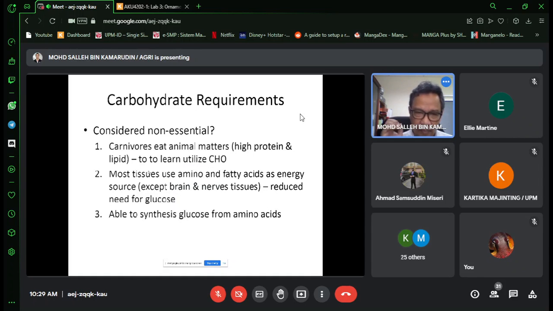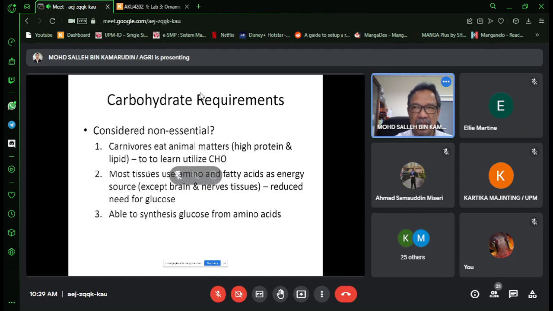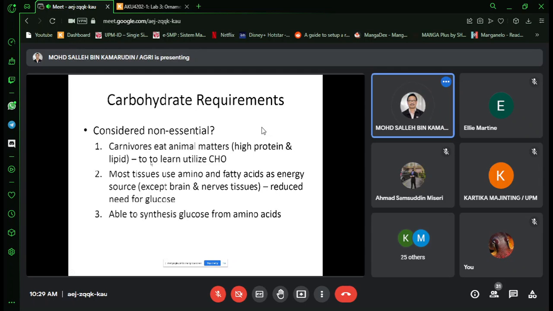So there are also new studies. They say that in some cases they flush carbohydrate to small fish, the fry or the larvae, so that these fish will learn how to utilize carbohydrate. Yeah, so especially the carnivore fish. But for the omnivore and herbivorous fish, they need not to learn how to utilize carbohydrate. Yeah.